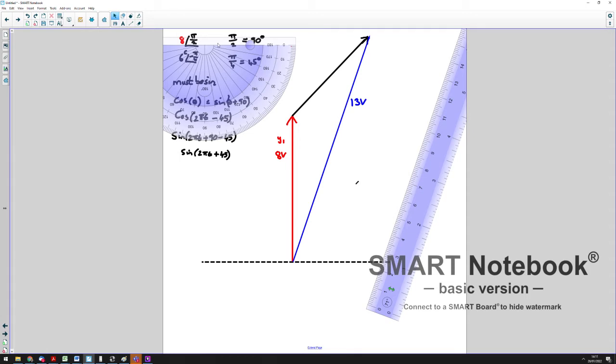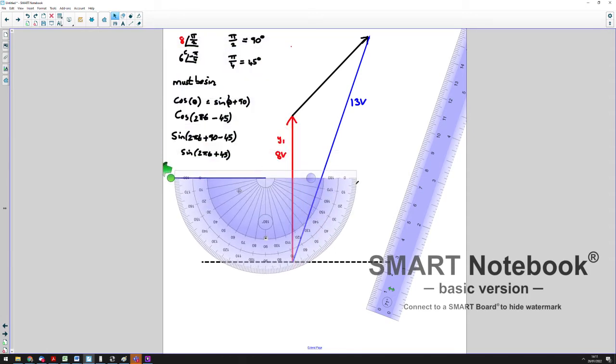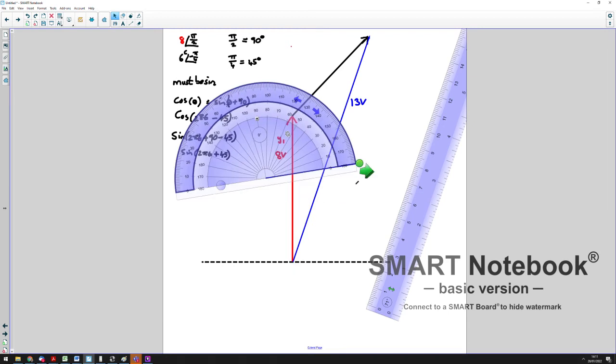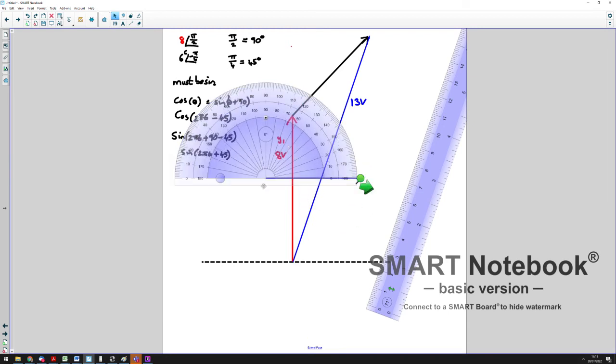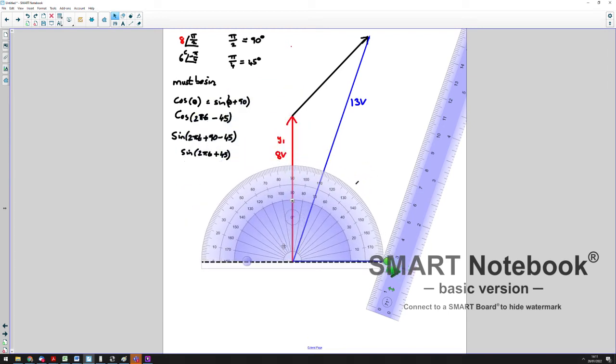And we get our protractor. Measure the angle that blue line makes with the horizontal, making sure we start at the right point. 70 degrees by my eye on that.